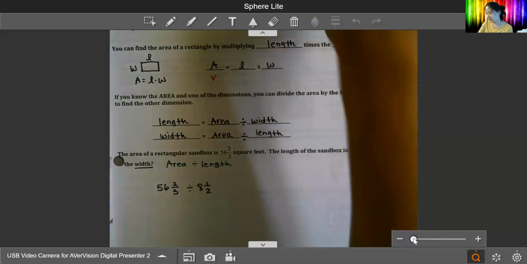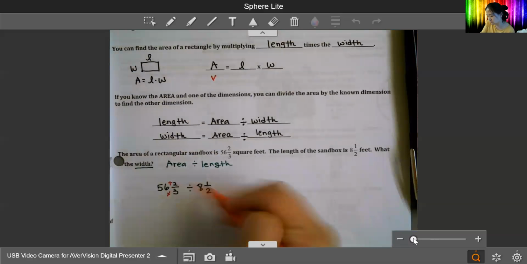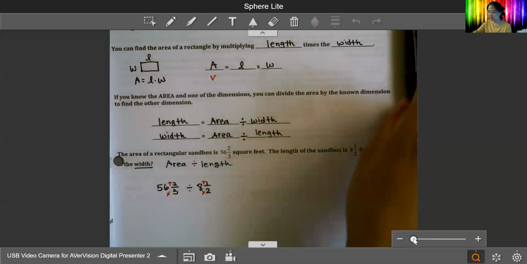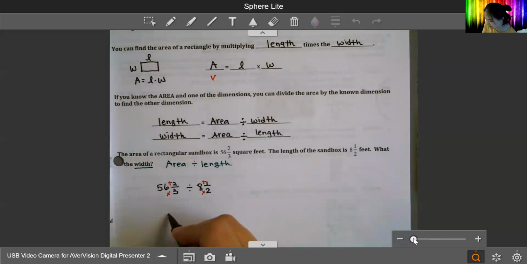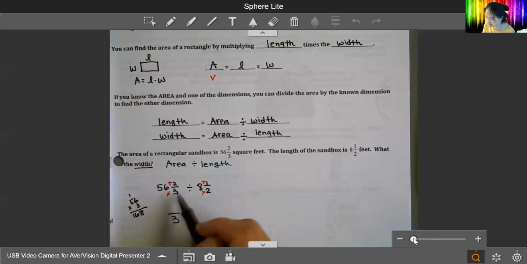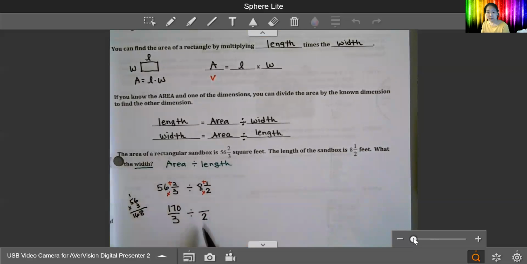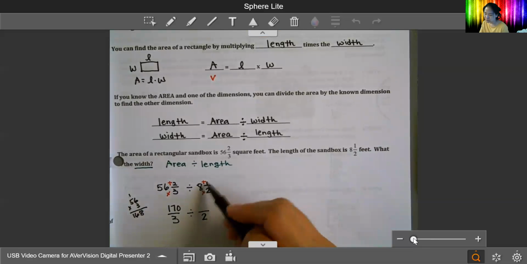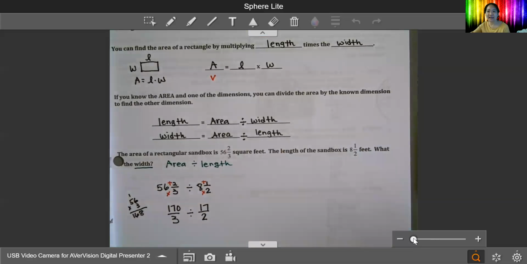Okay, again, you need to do around the world to write it as an improper fraction. So here, your denominator is 3. Your numerator, 3 times 56. So I'm going to quickly do the math here. 18, 15 plus 1 is 16. 168 plus 2, so 170. Divided by, your denominator is 2, and your numerator is 16 plus 1, 17, okay?